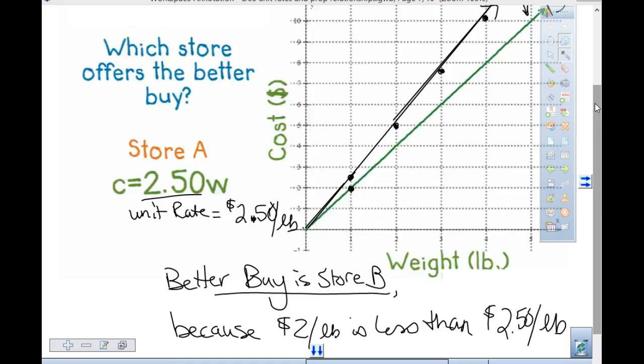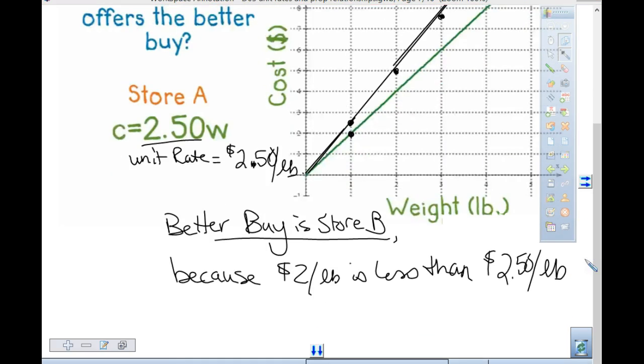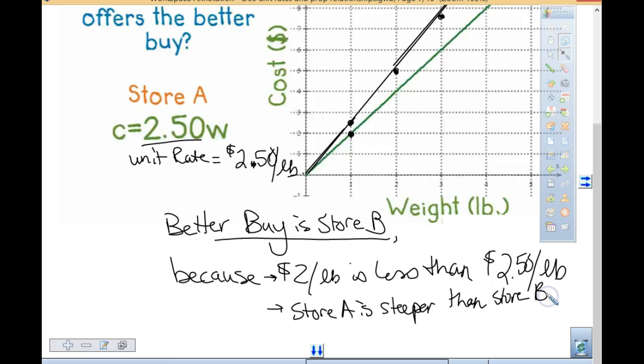So when I am taking a look at this, I could give 2 reasons when you're on the quiz or on a test. You could tell me $2 per pound is less than $2.50, or you could tell me store A is steeper than store B, so more expensive, right?